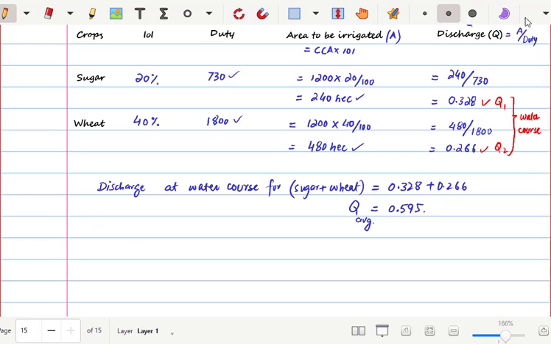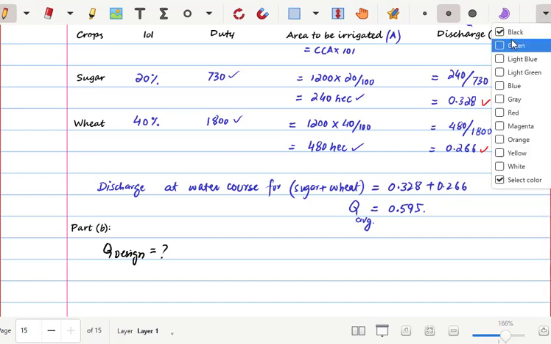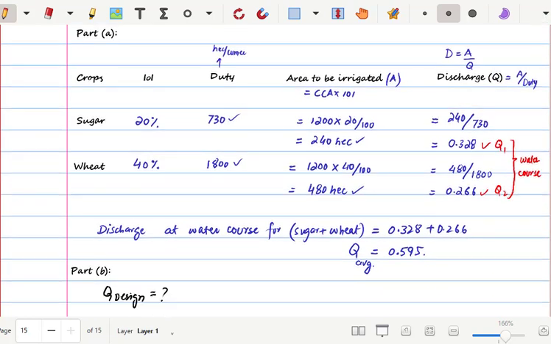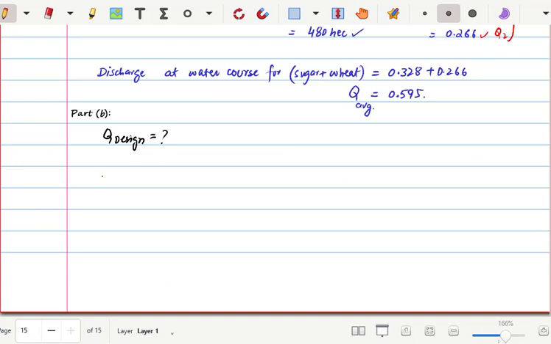And now for part B, what we are asked to find in part B, we are asked to find the Q design, right? In part B, we are supposed to find Q design. So for Q design, we have discussed a formula in our previous lecture, lecture number 7, when we were discussing the important terms related to the design discharge.